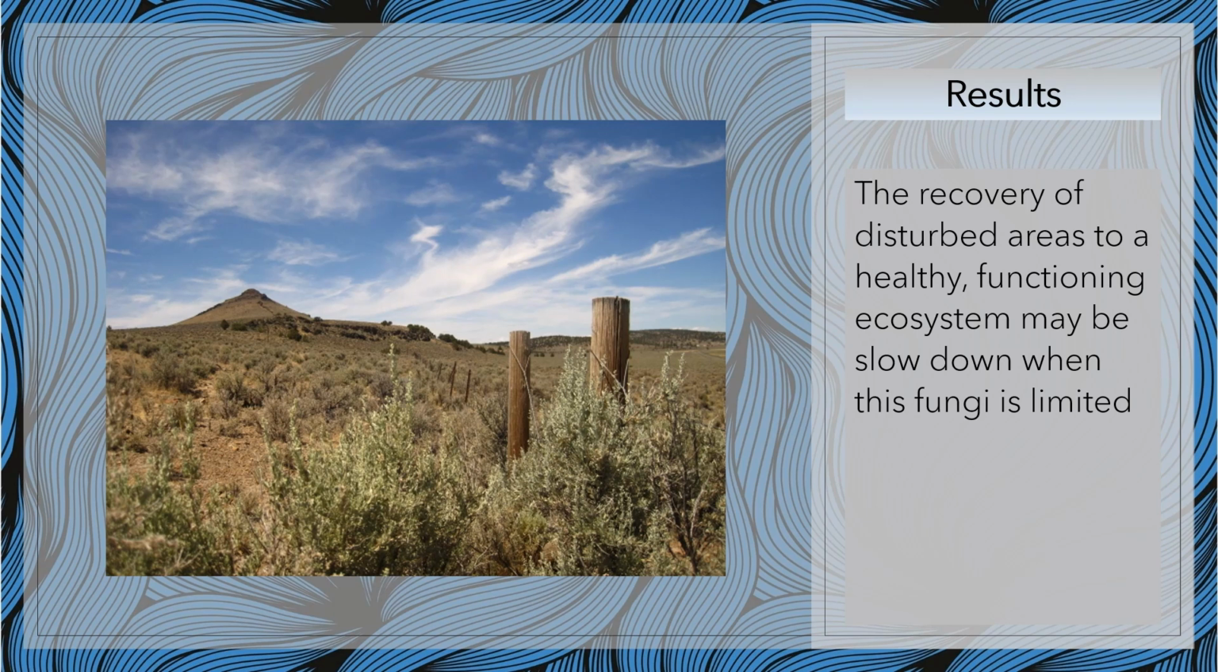The recovery of disturbed areas to a healthy, functioning ecosystem may be slowed down if the fungi are not present. So the likelihood that mycorrhizae would thrive in the soil decreased when there was increasing amounts of disturbance. The establishment of shrubs was poor on all of the treatment sites, with the least amount of regrowth occurring on that last plot that had the most disturbance.